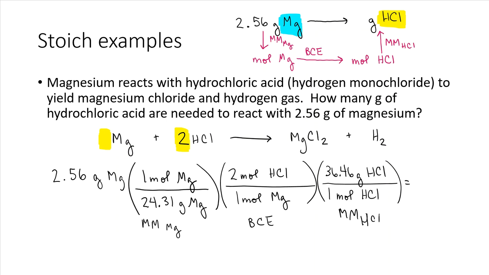So now, 2.56 times 2 times 36.46 divided by 24.31 gives us 7.68 grams of hydrochloric acid. And that's great. This is the power of this. If you want to completely use up all 2.56 grams of magnesium, then you know you need 7.68 grams of hydrochloric acid.